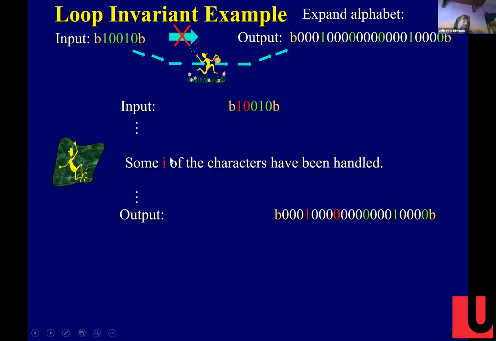In fact, it's a generic value of I. I could be 0, but in my picture, I can only draw one picture. So in the picture, it's 2.